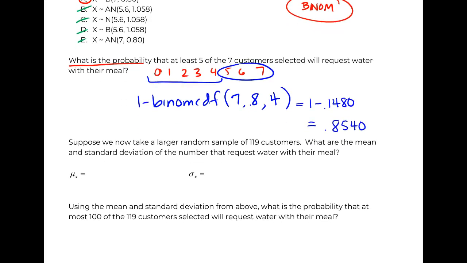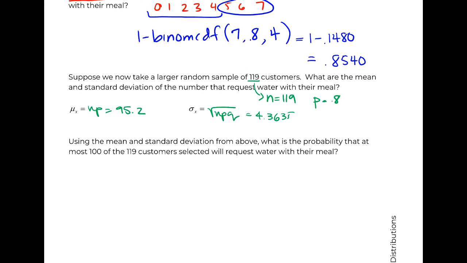So if we took a larger random sample of 119 customers, we're now changing our N to 119, which is much larger than 7. We still have a P of 0.8. And they're asking us for the mean and standard deviation. So again, our NP and our square root of NPQ. All right, so that should be your calculations.